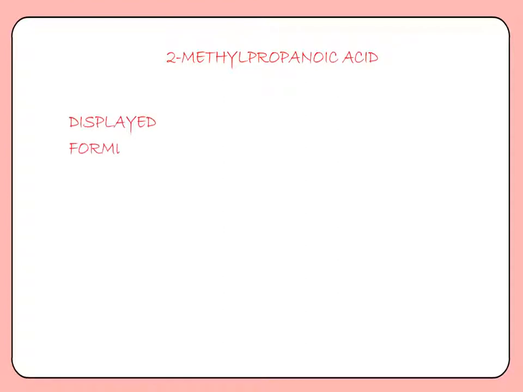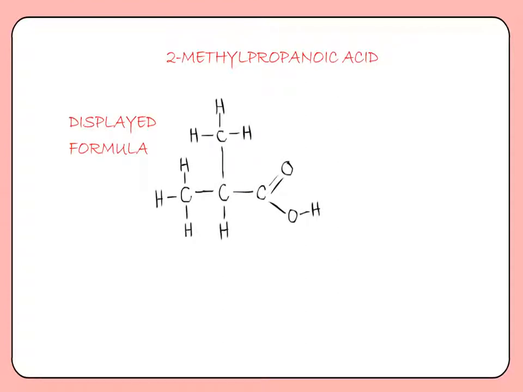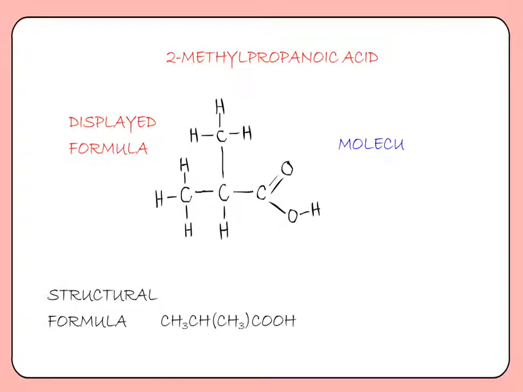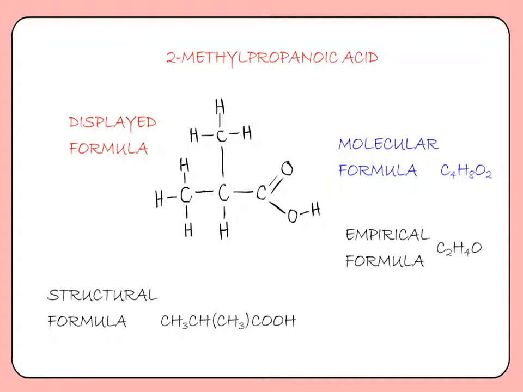2-methylpropanoic acid displayed formula looks like this, which translates to this structural formula. The molecular formula is represented as follows. In this case, the empirical formula will be different. It will be C2H4O.